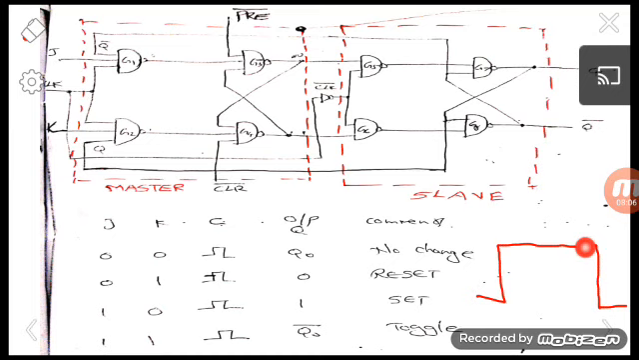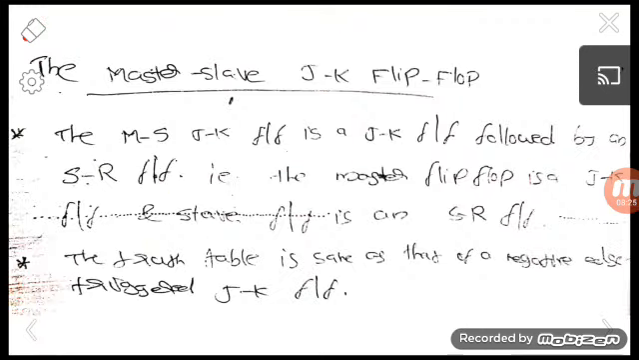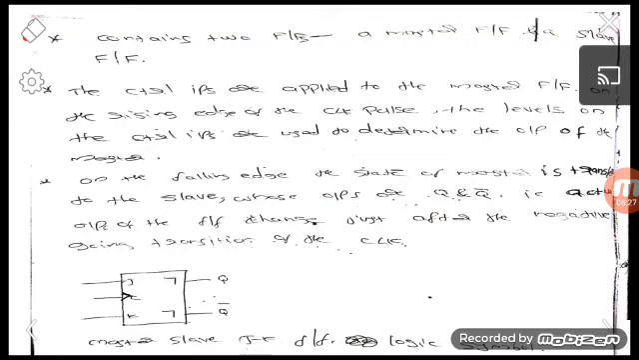So during this time period, the outputs Q and Q bar will not keep on changing. Only after the negative falling edge of the clock pulse, the slave produces an output. It will be the actual output of our flip flop. So this is the actual working of the JK master slave flip flop, and this is its representation. For representing master slave, here we are using a symbol like this.